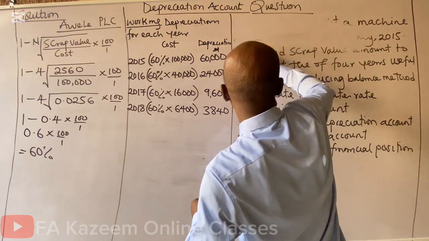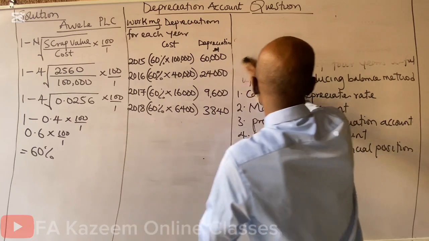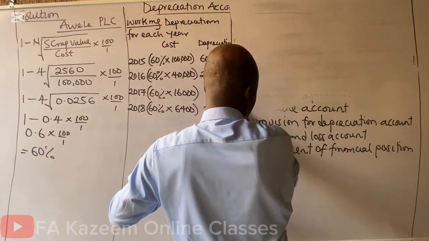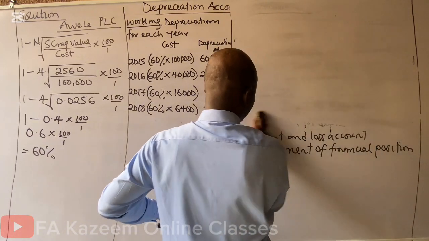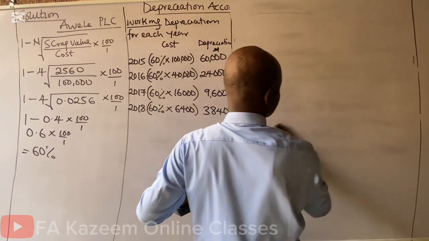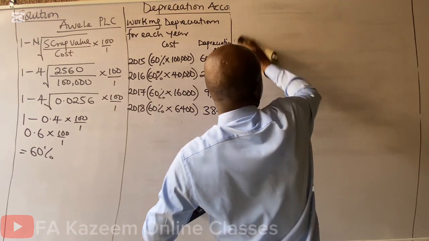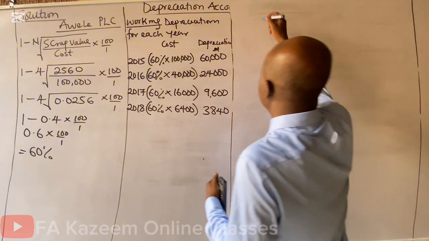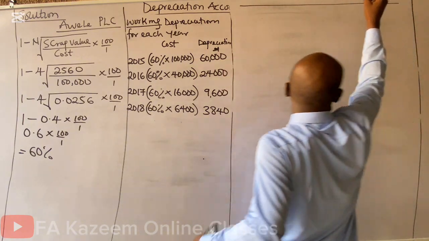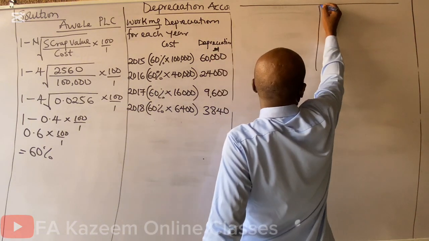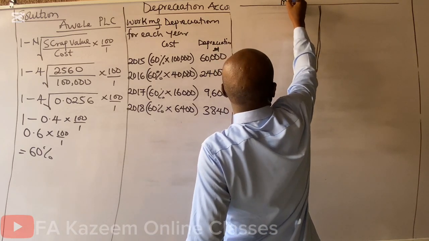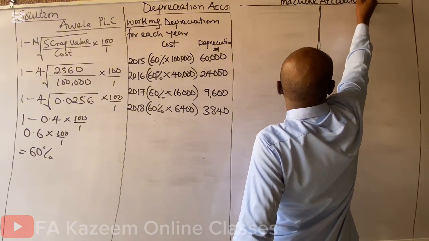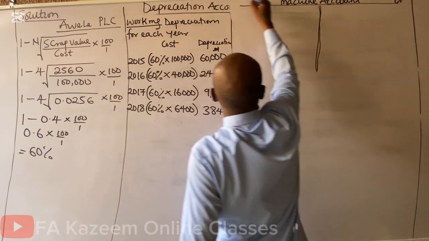we will now start our ledger posting. We'll start our ledger posting. The first item we're asked to post is machine account. Machine account. How do we post that?